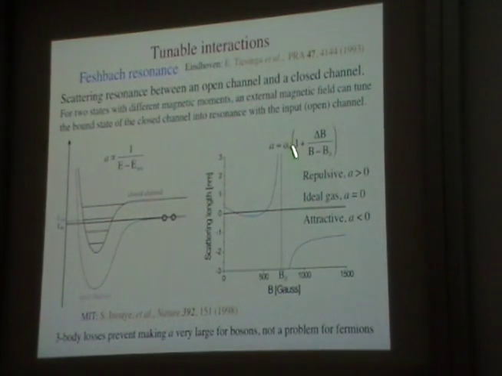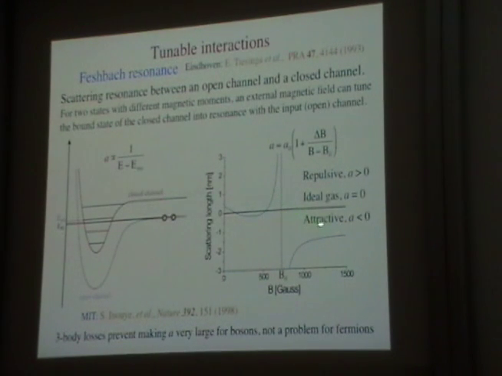And if you go through the calculation, you find that effectively what happens is that the scattering length changes in the system, the S-wave scattering length. And for example, if you use a magnetic field to bring another set of states into resonance with the scattering, you find that you can actually change the scattering length quite a bit.